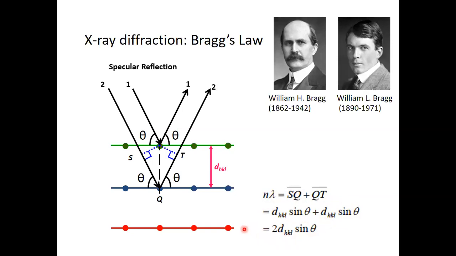So we can only observe a diffraction phenomenon when this condition is fulfilled, when we observe the reflected X-ray under an angle theta that is suitable to fulfill the reflection condition. So the sine of that angle theta under which we observe, times the interplanar distance of the lattice, must be equal to n times lambda.